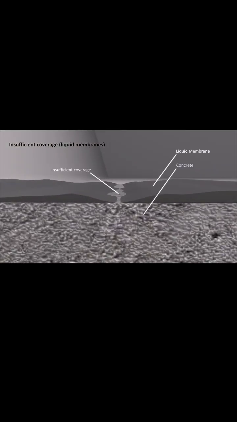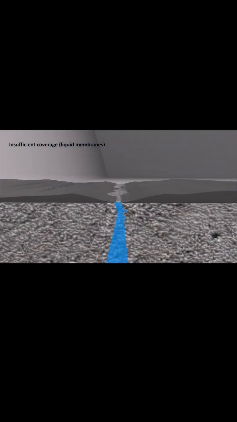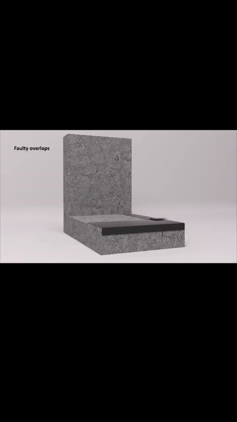Insufficient coverage or uneven application of a liquid membrane prevents establishing a uniform thickness of the waterproofing layer. This can result in the failure of the application, as thinner parts of the membrane get damaged quicker. Not fully bonding overlaps pose potential breach of the waterproofing layer. Membranes that come apart at the seams allow water to migrate through and penetrate the concrete.